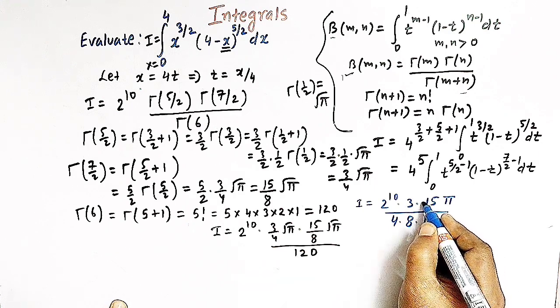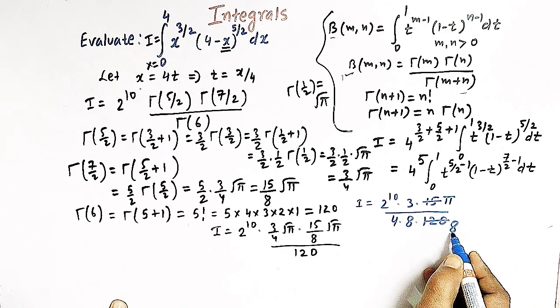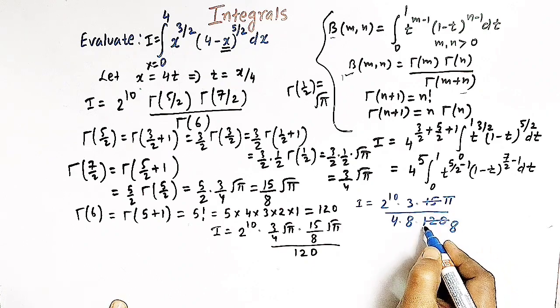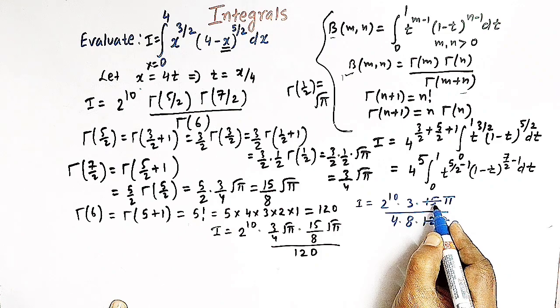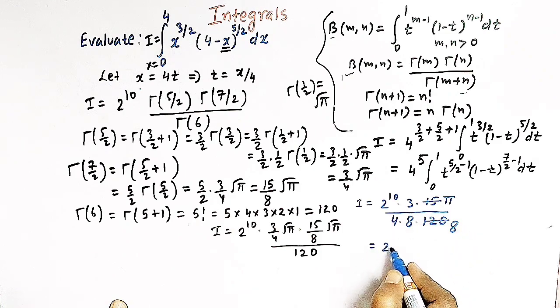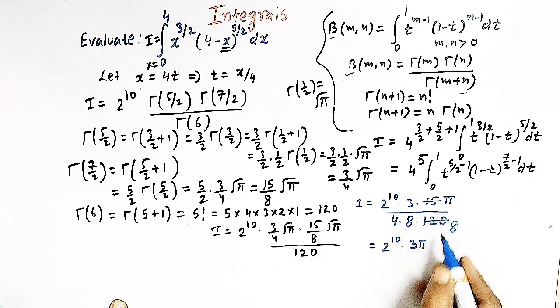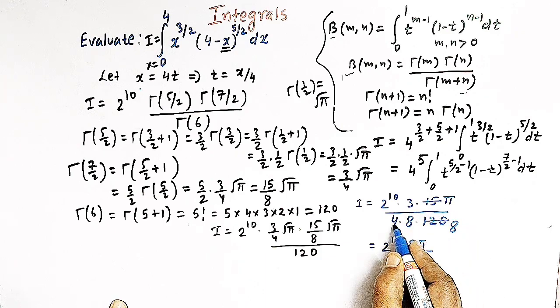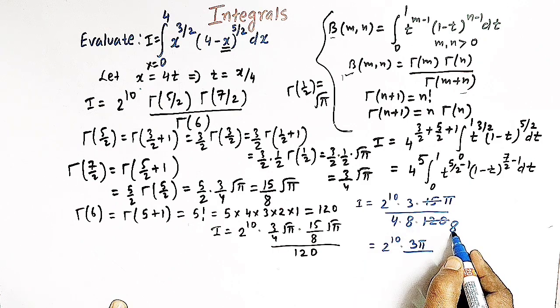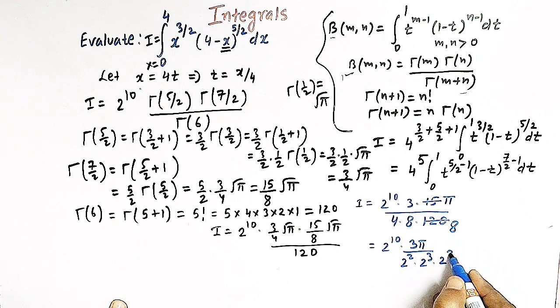So now 15 times 8 is 120. So we can cancel 120 with 15. So we have here 8. So now we have 2 raised to 10 times 3 pi, right? 3 times pi. And here we have 4 times 8 times 8. So 4 can be written as 2 squared, then 8 is 2 cubed, then 8 is again 2 cubed.